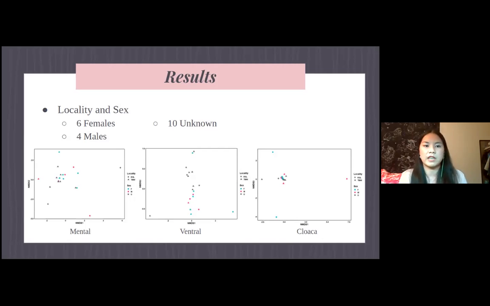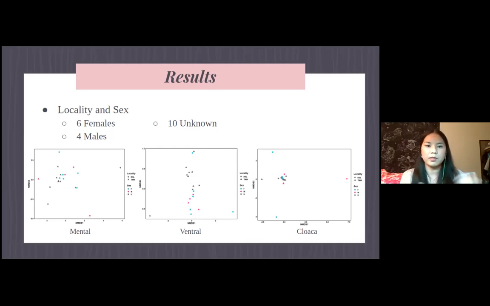And then we also, of course, looked at the locality and the sex of the salamanders. We had 6 female salamanders and 4 male salamanders, and then 10 unknown, and those were just juvenile salamanders or adults that could not be sexed correctly. And so again, we find this trend where the locality is the driving factor. So in these plots, all those markers of the same shape are clustering really closely together, whereas the colors are kind of all over the place, indicating that sex really isn't what's determining all these different volatile profiles that we're looking at.